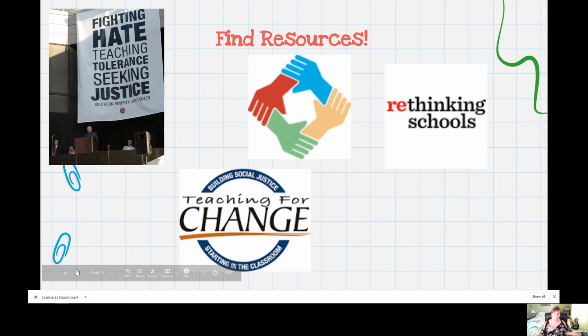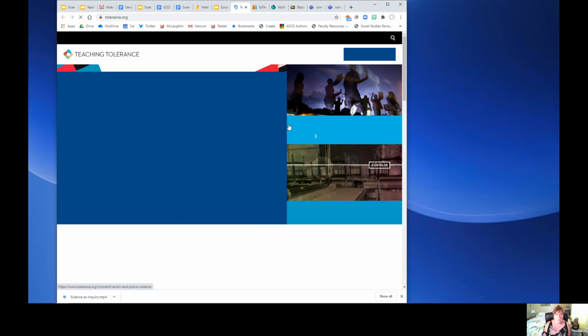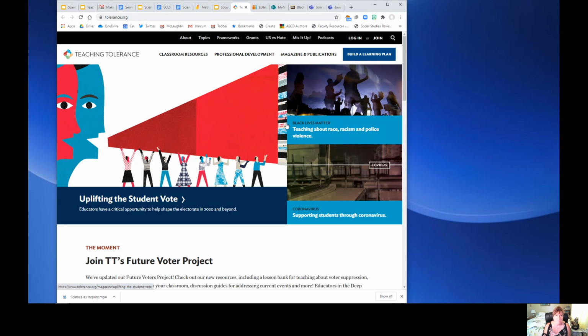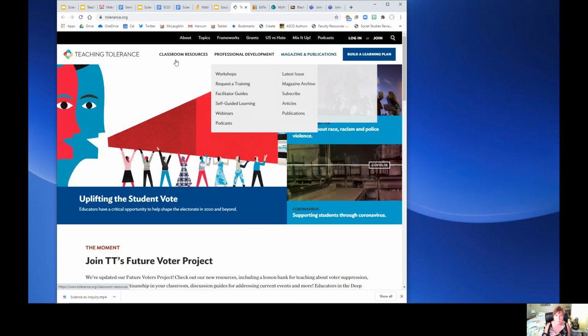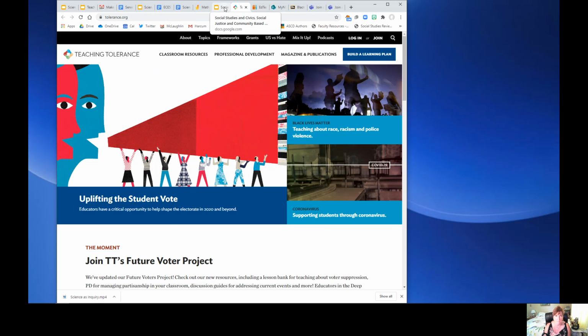So first we want to find resources. There's so many different resources, and I have these linked within our course, but this one I've been using for a really long time, teachingtolerance.org. Actually, tolerance.org is what it comes up at. But there's lots of free resources. There's magazines and publications. There's tons of classroom resources, teaching strategies, printable posters for your classroom. They offer grants. It's a wonderful resource.